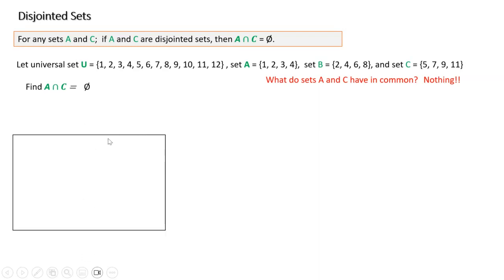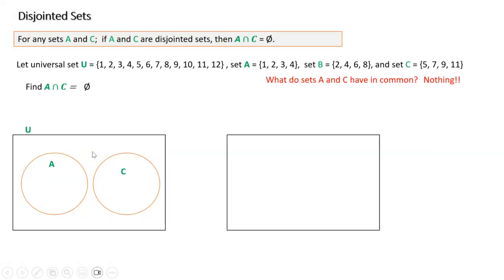Okay, now how do we represent it with a Venn diagram? This is the universal set. That's set A, and over here is set C, right? They don't have anything in common. This means that they're disjointed. They're not jointed. They're disjointed. Okay, now let's do the situation here in a Venn diagram. This is my universal set. Set A contains the elements 1, 2, 3, 4. And set C contains the elements 5, 7, 9, 11.